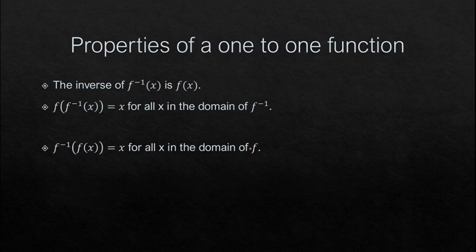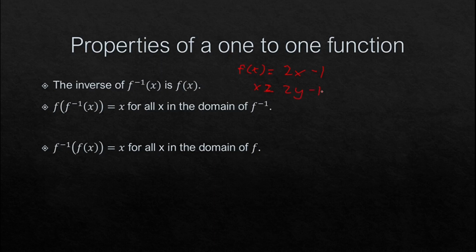Properties of a 1-to-1 function. The inverse of f negative 1 of x is f of x. So for example, let's make an inverse function, and let f of x be, let's say, 2x minus 1. Then let's make it into an inverse function. F of x equals y. The y becomes x and x becomes y.